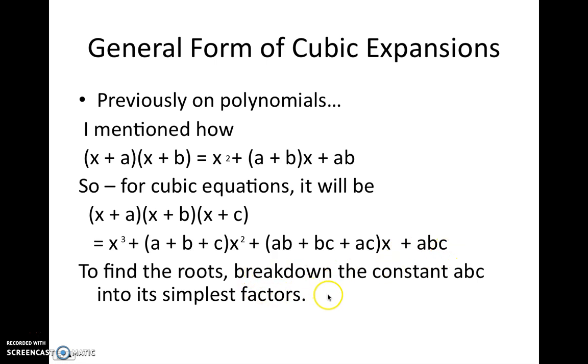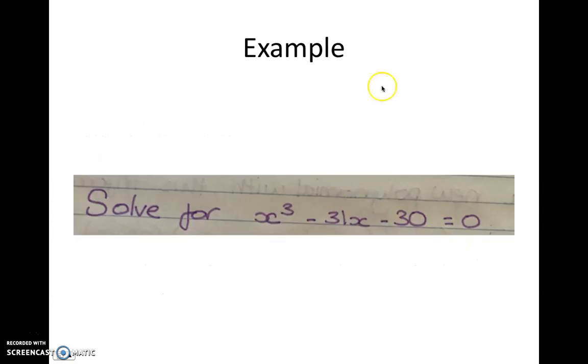And to find the roots, you have to break down the constant abc into its simplest factors. So for example, solve for x cubed minus 31x minus 30 is equal to 0.